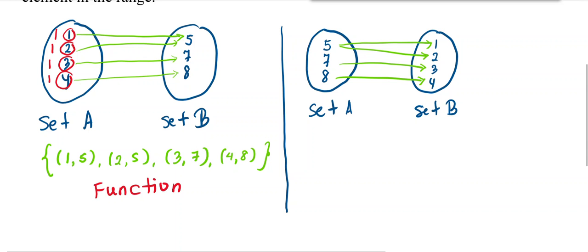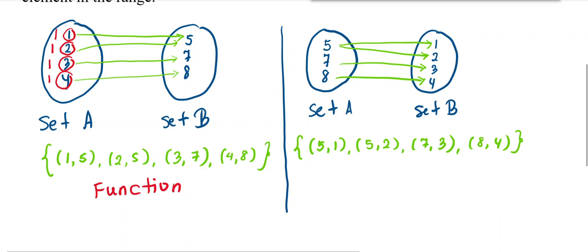Okay. Now, if we were to write the set of ordered pairs in a roster or listing method, it's going to look like this. 5 corresponds to 1, so it's going to be 5 comma 1 inside of parentheses, and 5 comma 2, and 7 comma 3, and 8 comma 4. Okay, and then close brace to indicate that it's a set.